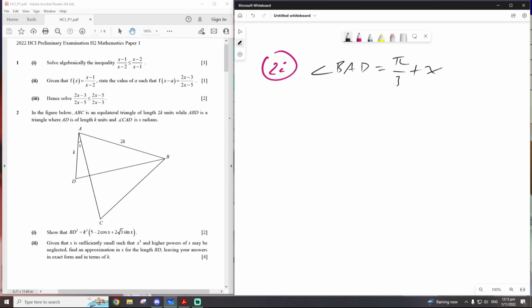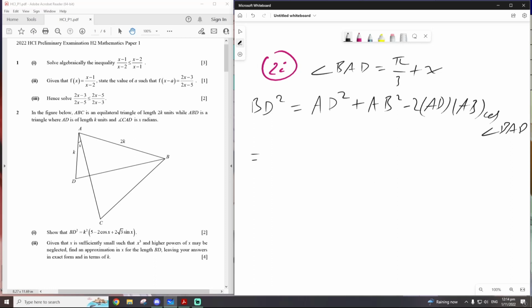Okay. So to find BD squared, we have two sides that include an angle, so we use the cosine rule, right? So we will get AD squared plus AB squared minus 2 AD AB cosine angle BAD. And this gives you k squared plus 4k squared, so this is 5k squared minus 4k squared cosine BAD, which is cosine of pi over 3 plus x.